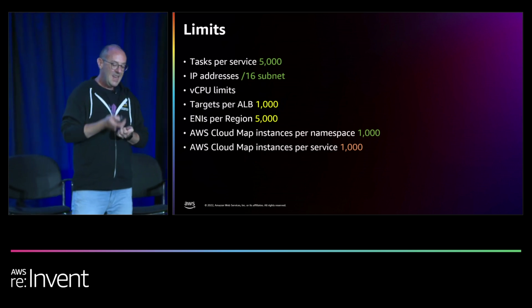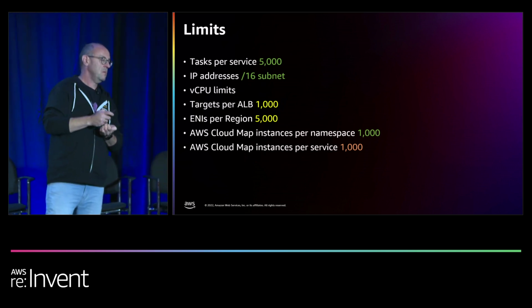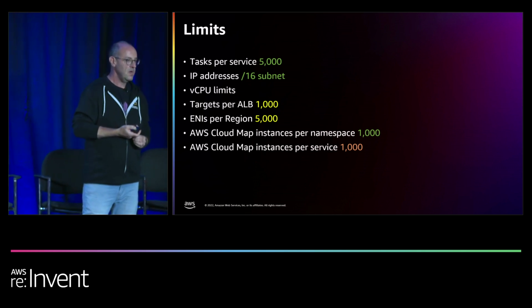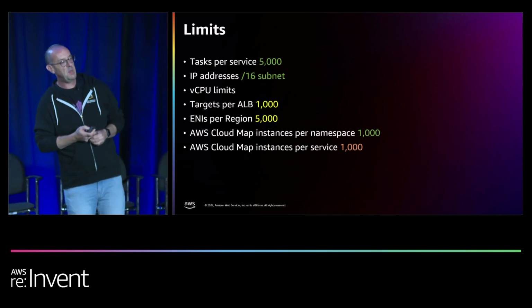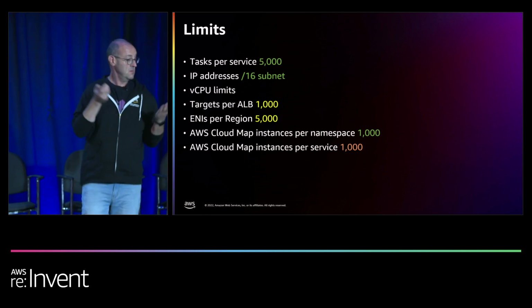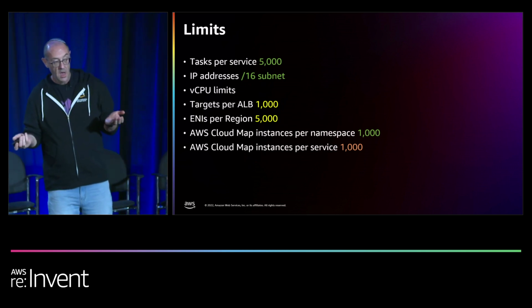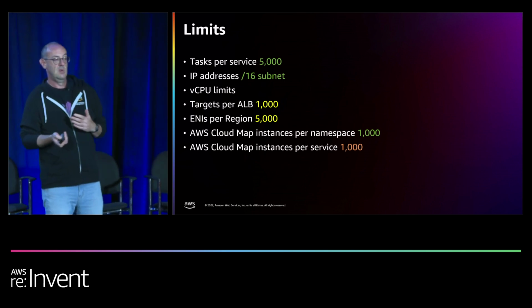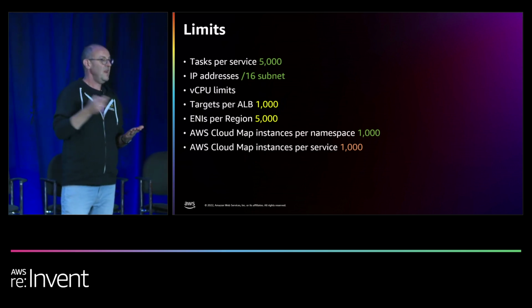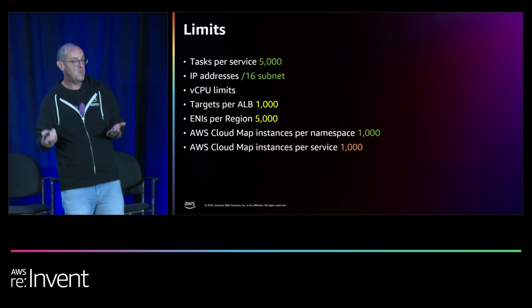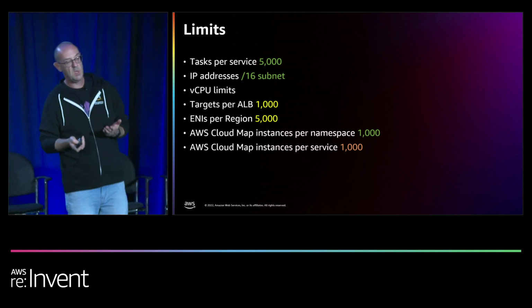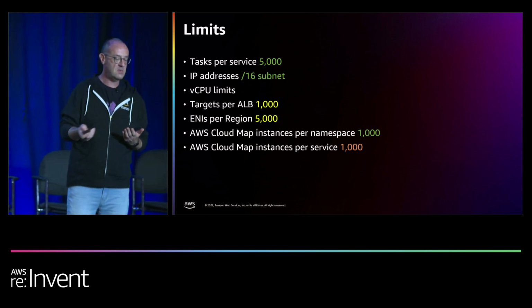The next limit is Cloud Map instances per namespace. How many instances will I need to put in my namespace for service discovery? 1,000 should be OK. The one underneath says AWS Cloud Map instances per service. If I would like to put 5,000 instances into my namespace, I wouldn't be able to, because this is a limit which you will not be able to raise to 5,000.